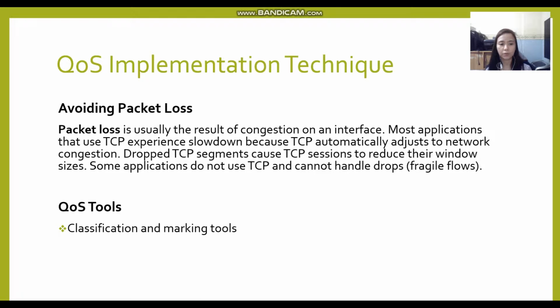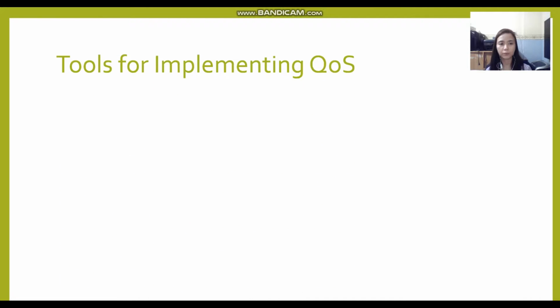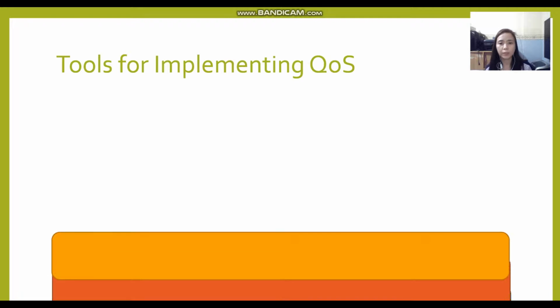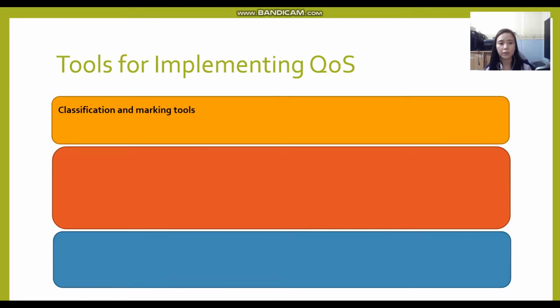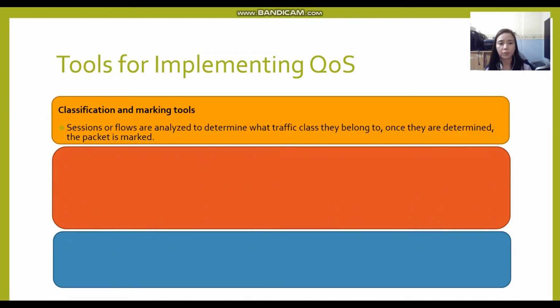QoS tools: classification and marking tools, congestion avoidance tools, congestion management tools. Tools for implementing QoS, the classification and marking tools. These sessions or flows are analyzed to determine what traffic class they belong to. Once they are determined, the packet is marked.